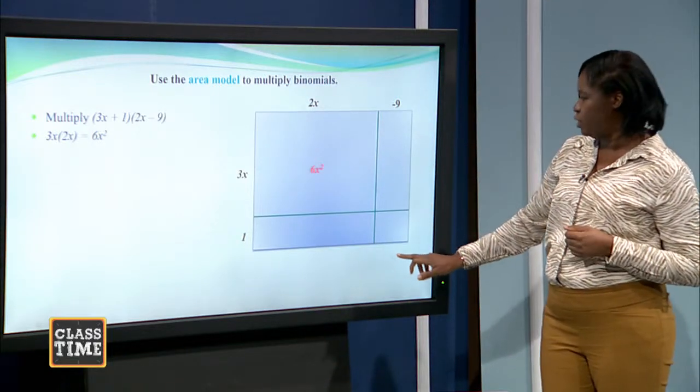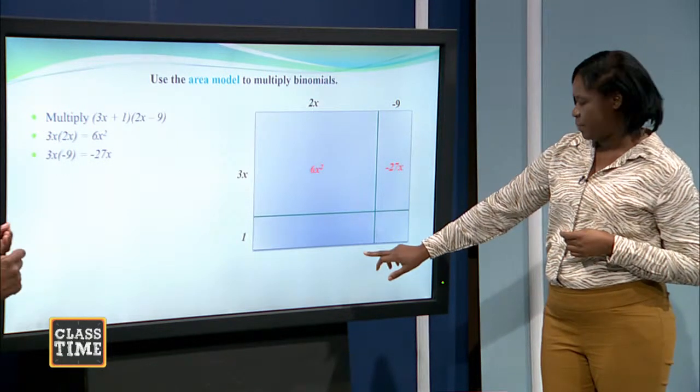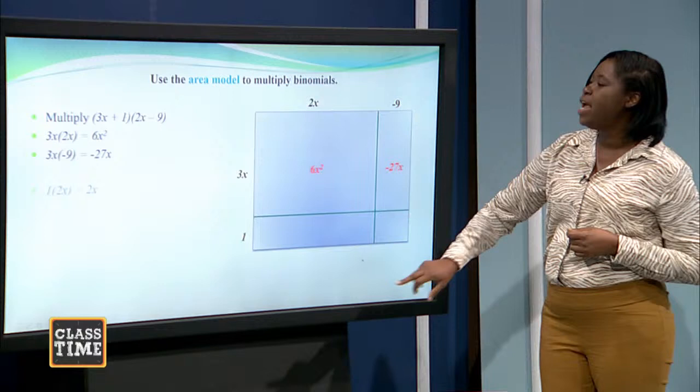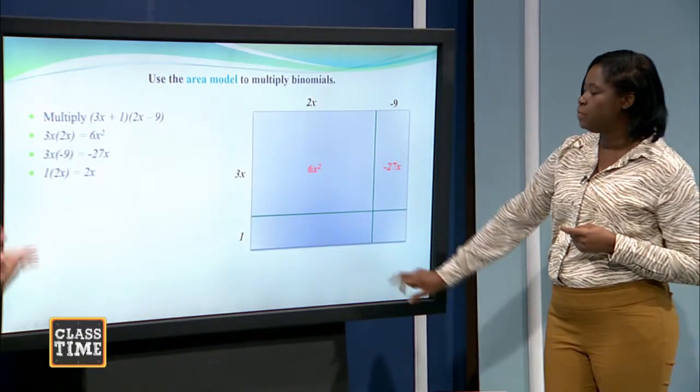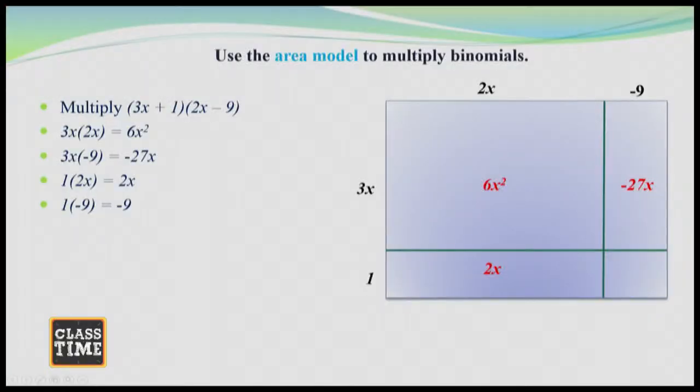6x squared. And 3x times negative 9 would give us negative 27x. And then we would have 1 times 2x, 2x. And the next area would be 1 times negative 9, which would be negative 9. And of course, we would add all these areas.